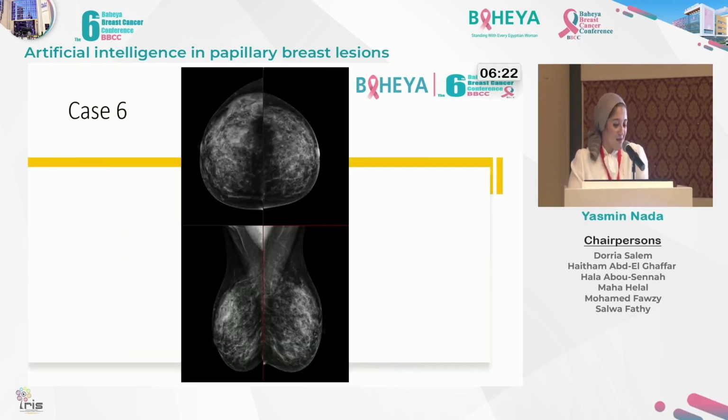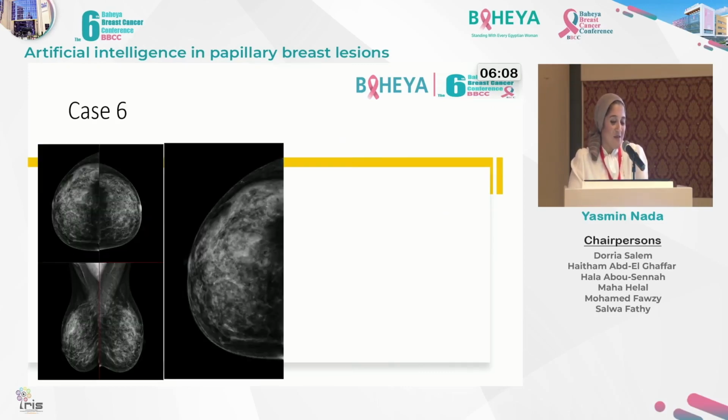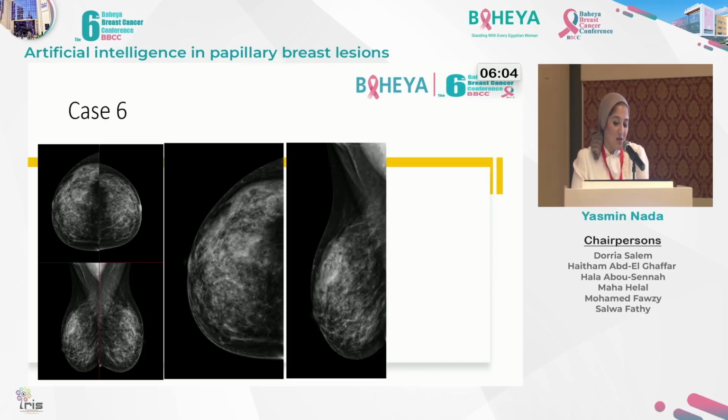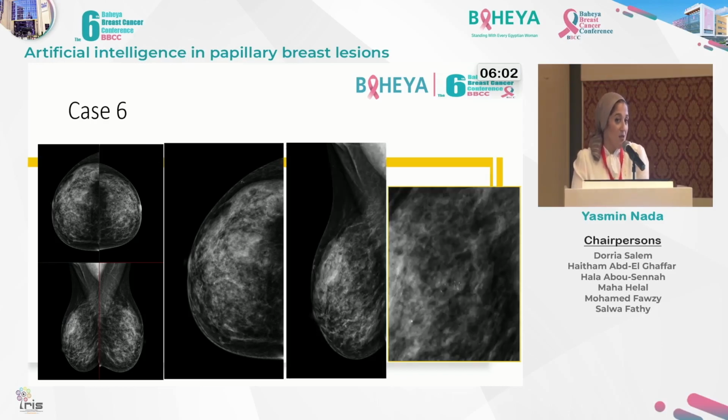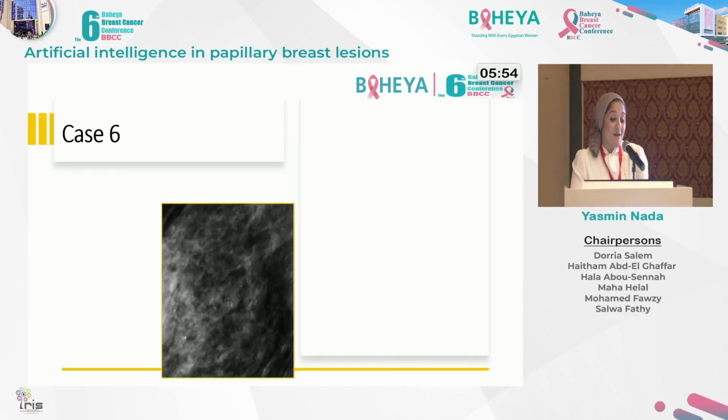The sixth case, let's see the sixth case. Where is the lesion? This one is difficult. Right or left? Right? Both? Right, right? Okay, let's see in close. It's a faint asymmetry seen at the upper outer quadrant associated with microcalcification, as you see. So what do you think the AI showed? Is it benign or malignant or suspicious? Suspicious, right?